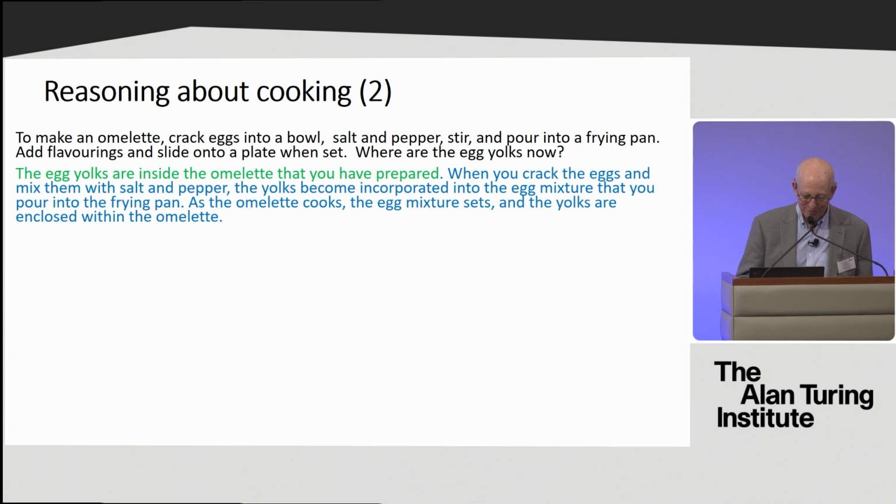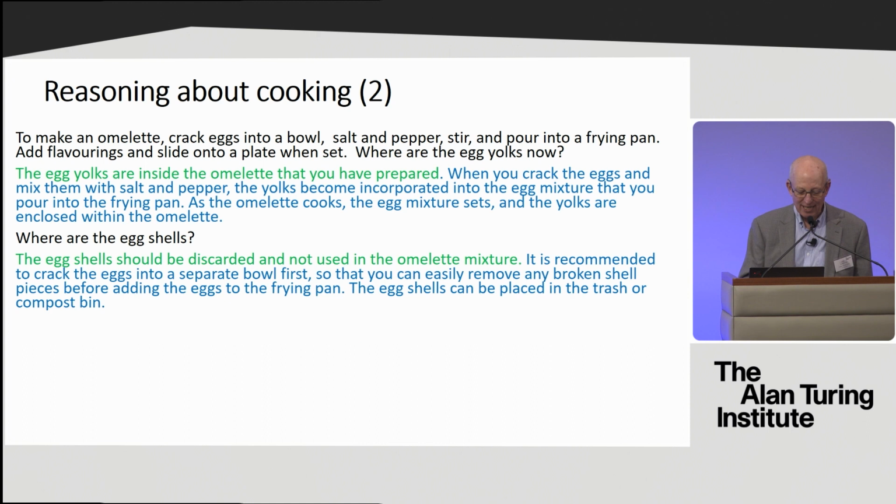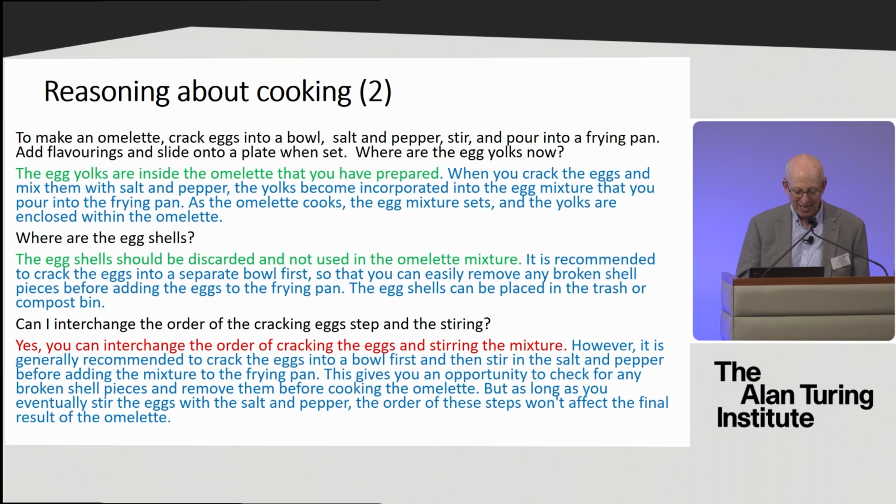If I make an omelette, it knows correctly about where the egg yolks are. Where the eggshells go, it knows that you don't eat them, those should be discarded, so that's great. Can I interchange the order of cracking the eggs and the stirring? Yes, you can interchange the order of cracking eggs and stirring the mixture. But it does at least say you should check for broken shells and remove them before cooking the omelette.